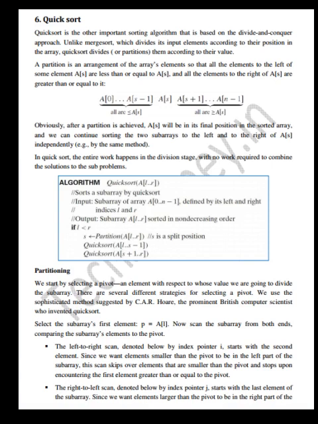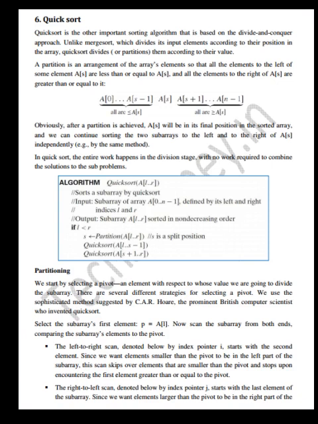Now scan the sub-array from both ends, comparing the sub-array's elements to the pivot. The left to right scan, denoted below by index pointer i, starts with the second element. Since we want elements smaller than the pivot to be in the left part of the sub-array, this scan skips over elements that are smaller than the pivot and stops upon encountering the first element greater than or equal to the pivot.